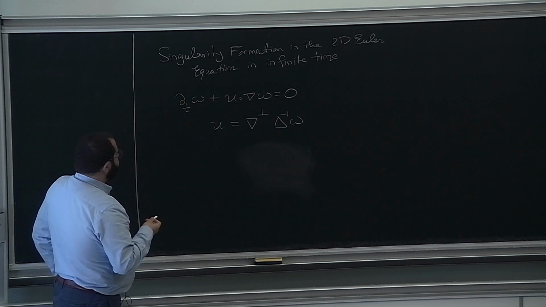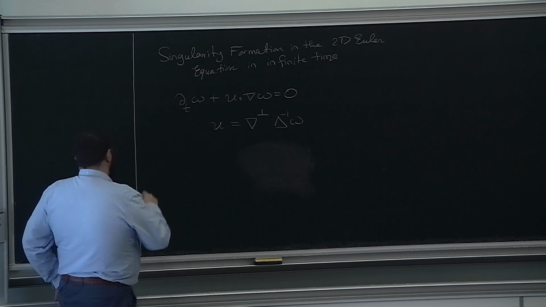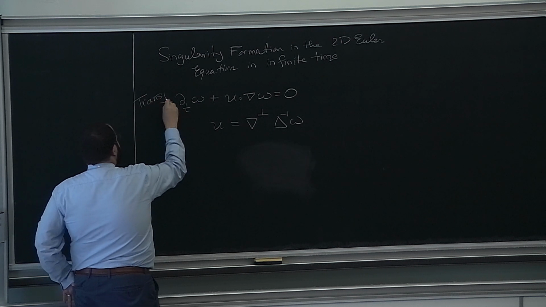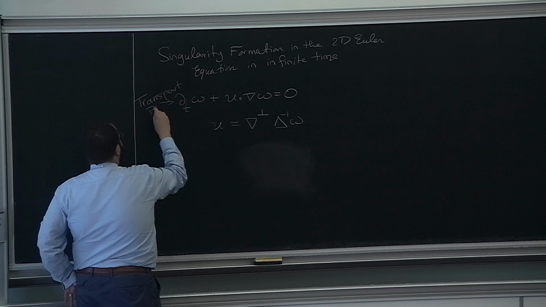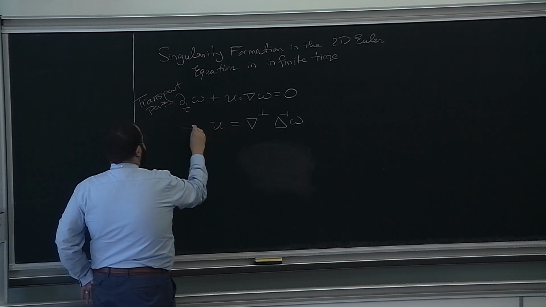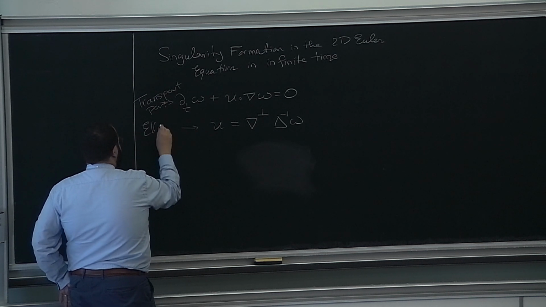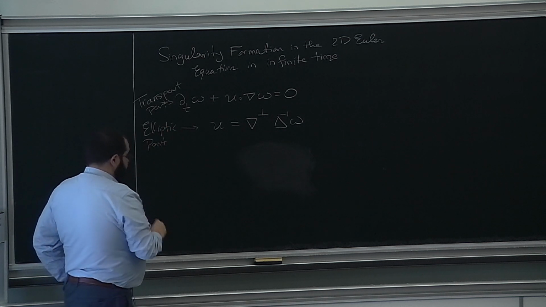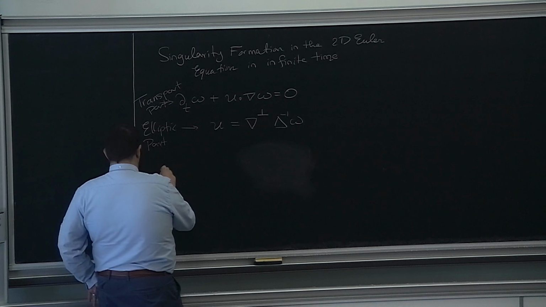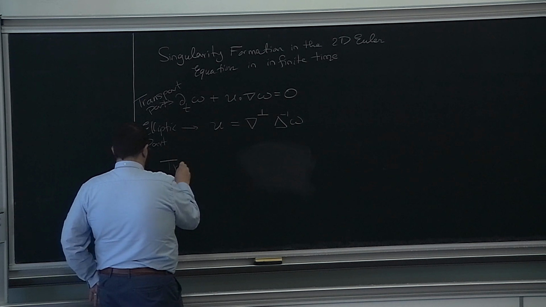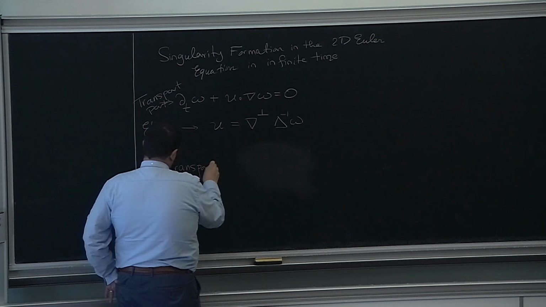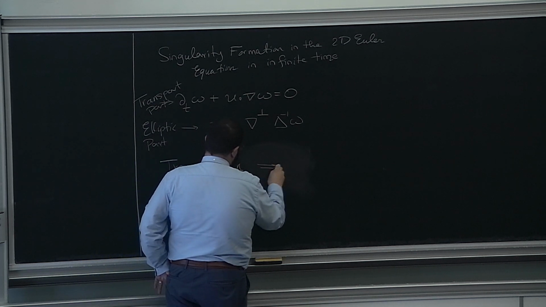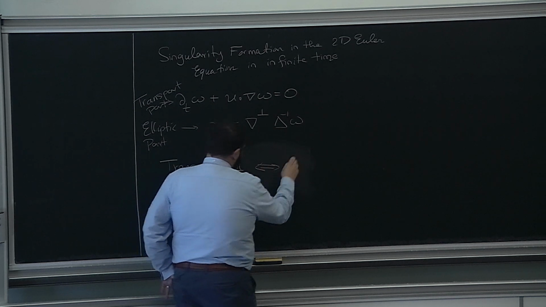So we should really view the Euler equation as having two pieces. This is the transport part, and this you could say is like an elliptic part. Okay, so the transport equation, as we all know, you solve it by the method of characteristics.